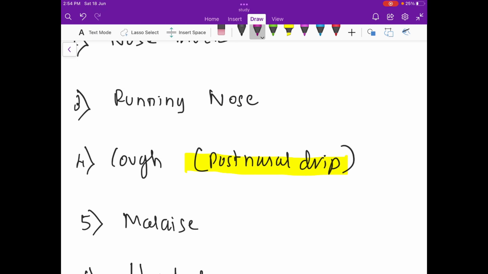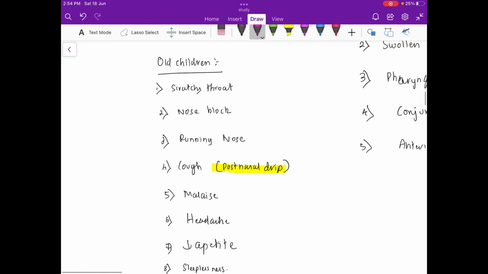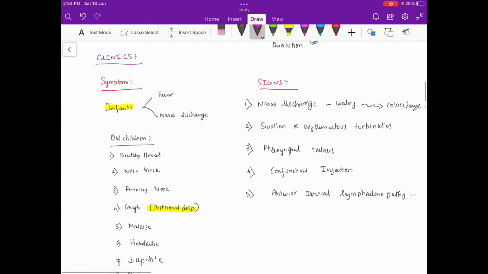To understand, postnasal drip is something like a running nose which happens in the posterior part of the nose, where the watery secretions or the nasal secretions drip into the larynx and cause irritation, and then the baby coughs. So this is postnasal drip. So this comes to the symptoms.